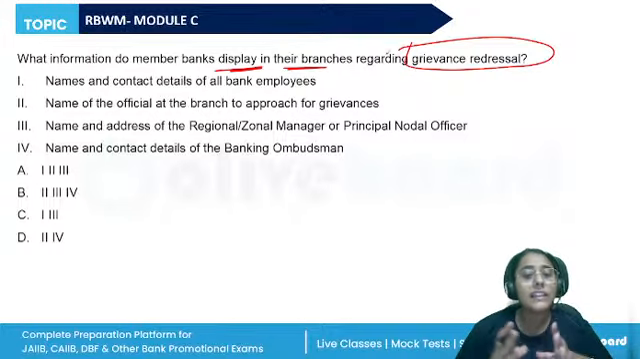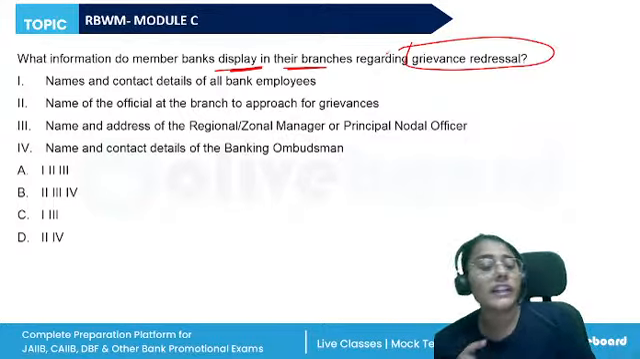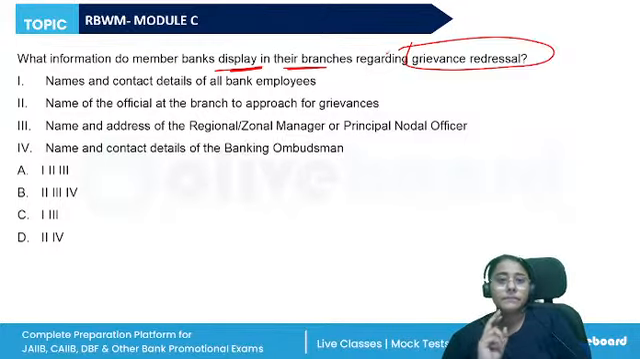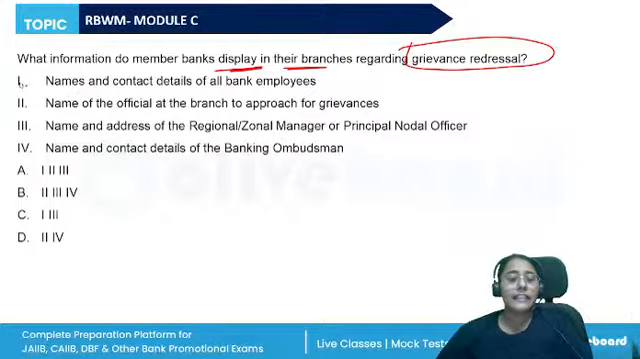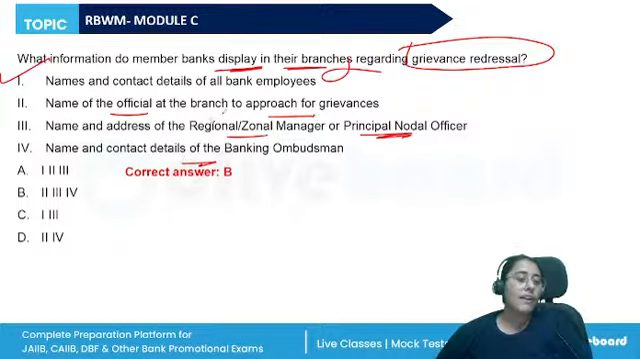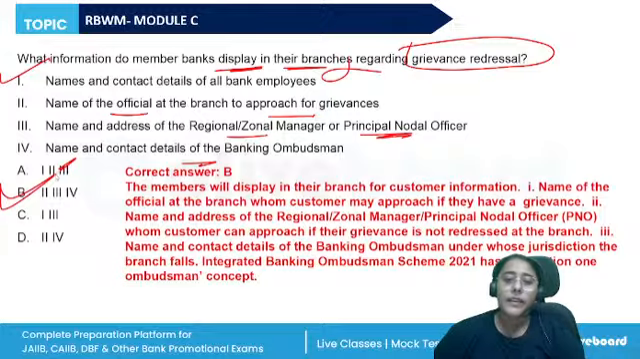They should handle the complaints promptly and tell the customers how to take their complaint forward if they're not satisfied. How can they take it to the principal nodal officer or the ombudsman? So, at their branches, they will display the name and contact details of all bank employees (not important), but the name of the official to approach for grievance, and the name and address of the principal nodal officer and the banking ombudsman should be there. So, the correct answer is B: 2, 3, and 4.